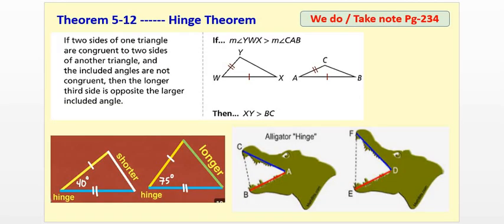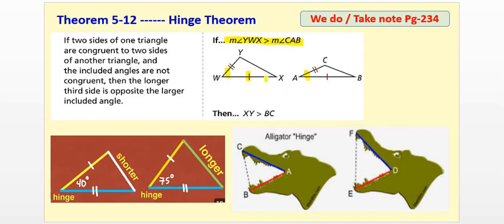So here is Theorem 5.12, the Hinge theorem. What does it say? It says if two sides of one triangle are congruent to two sides of another triangle and the included angles are not congruent, then the longer third side is opposite the larger included angle. This means that we know that angle W is greater than angle A.